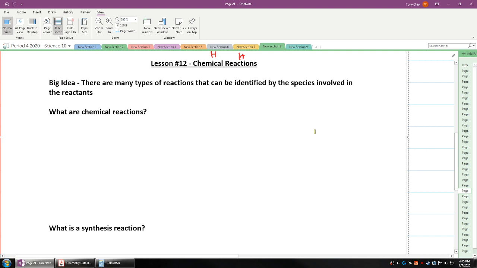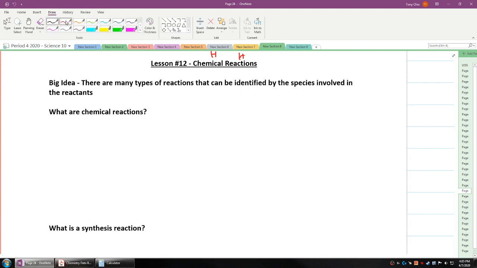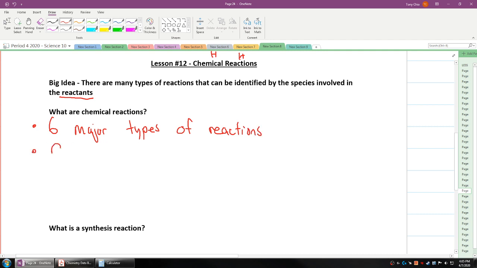What is a reactant? What is a product? A reactant is the starting chemical. The product is the resulting chemical. So what are chemical reactions? Well, first of all, there are 6 major types of reaction that we're going to study in this course. And a chemical reaction is where the starting chemical is different from the resulting chemical.